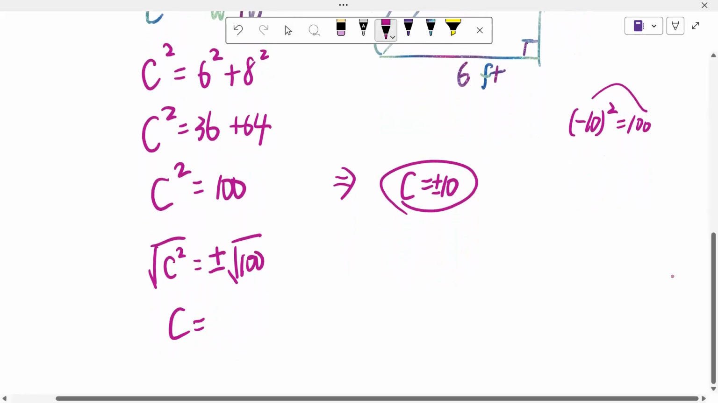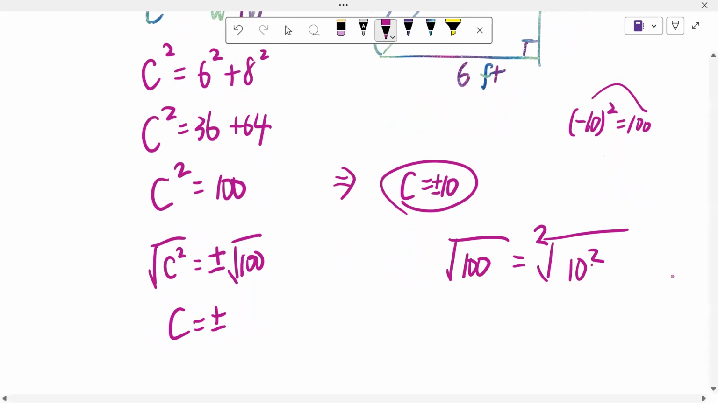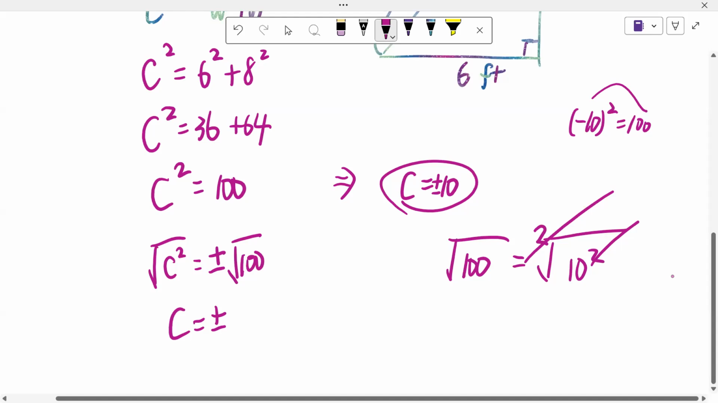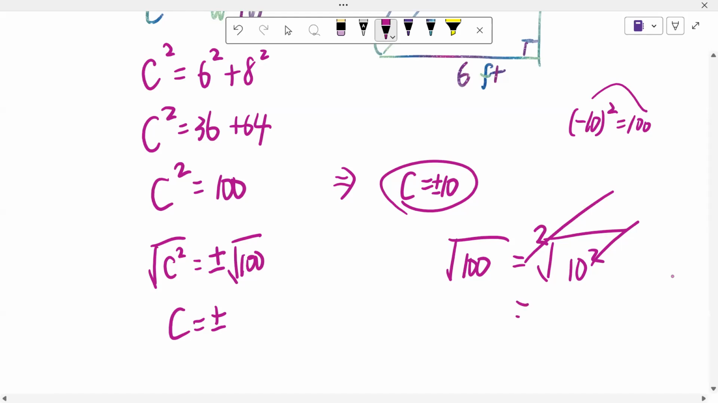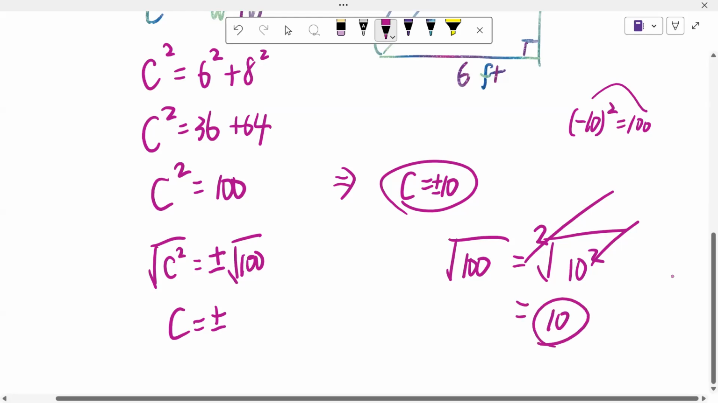So C is equal to plus minus. That's why we know the square root of 100 is 10. How is that? Because 100 equals 10 squared, and this is a square root, where the index is 2. The square and the root cancel each other, and you end up with 10. This is another way of looking at the result.